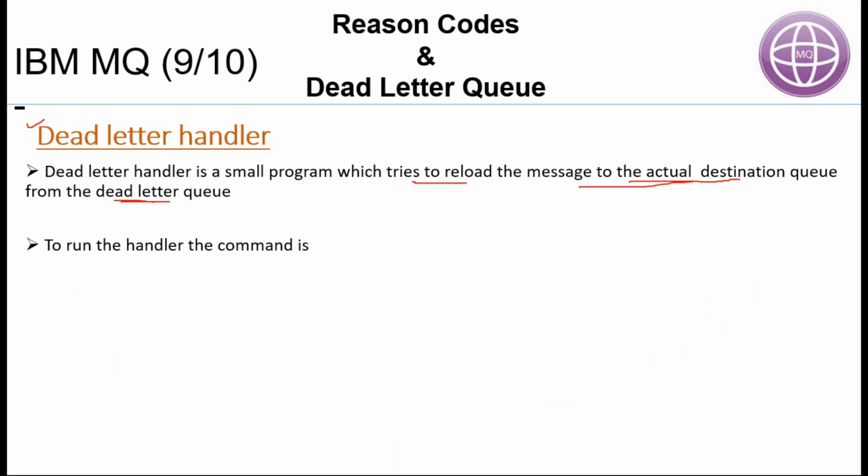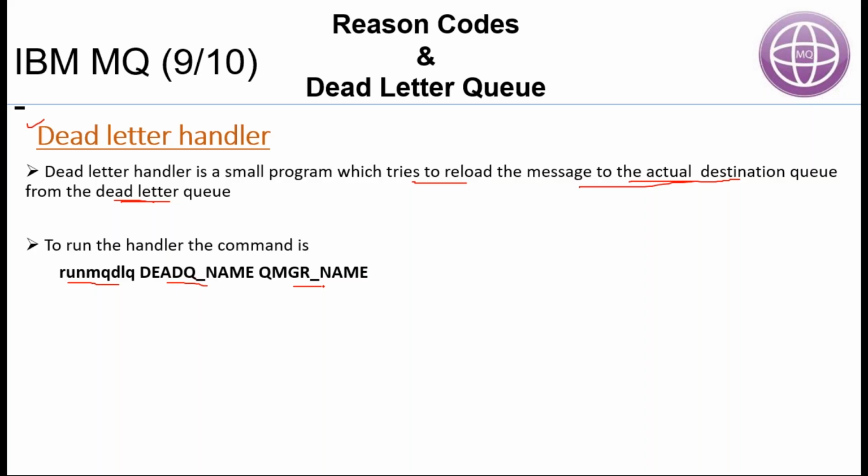So to run the dead letter handler, there is a command. It's an operating system level MQ command. It means we have to execute that MQ command at the operating system level, not in the queue manager. So the command is runmqdlq, then the dead letter queue name, and then the queue manager name, so that the dead letter handler will start functioning on that particular dead letter queue.